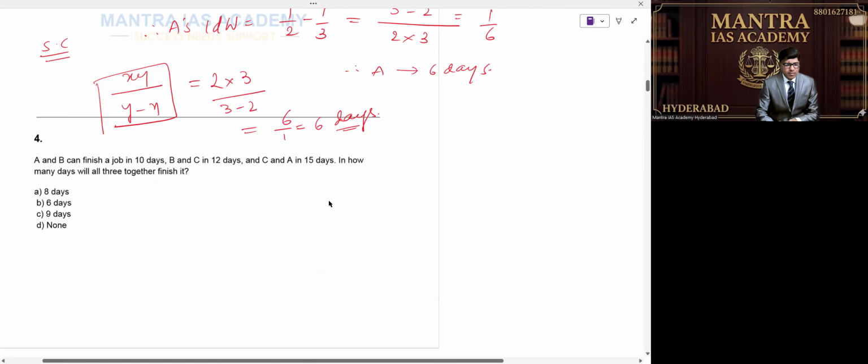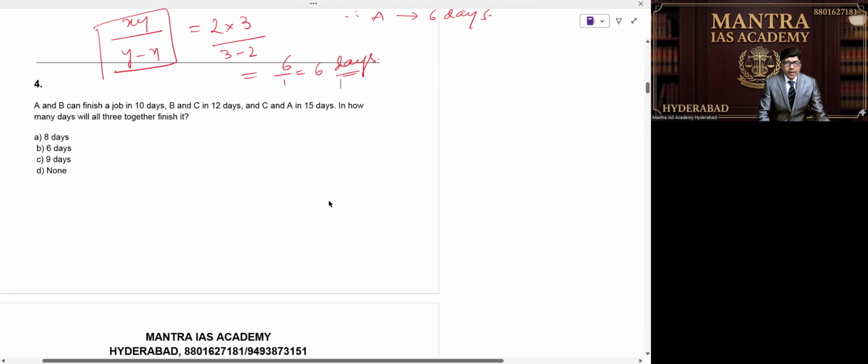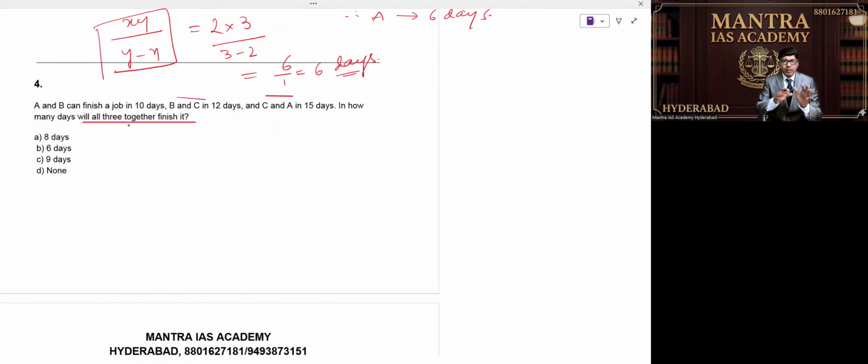Now, beta, question number 4 in this case. A and B can finish a job in 10 days, B and C in 12 days, C and A in 15 days. In how many days will all three together finish the work? Beta, A plus B he mentioned here, B plus C mentioned here, C plus A mentioned here. So according to what I told you, whenever you have the days, simply convert it to 1 day. That's the first step I am writing here.